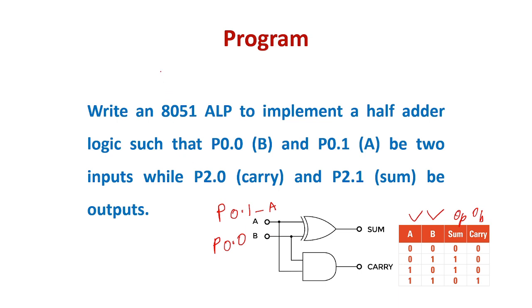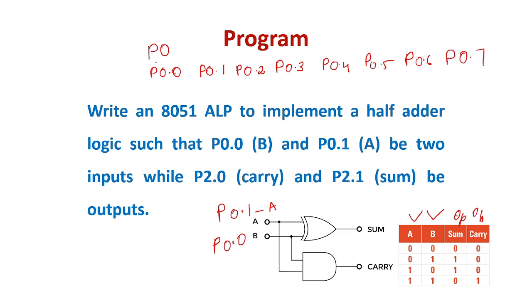You understand that you have 4 ports, right? In every port you have 8 pins, so the range varies from 0 to 7. The first pin is port 0.0, the second pin is port 0.1, the next pin is port 0.2, and the next pin is port 0.3, 0.4, 0.5, 0.6, or 0.7.